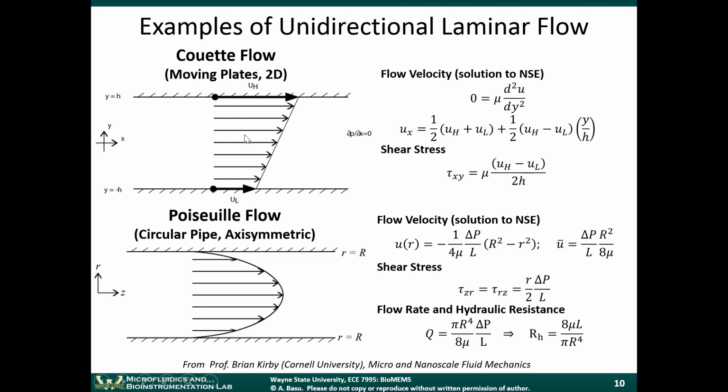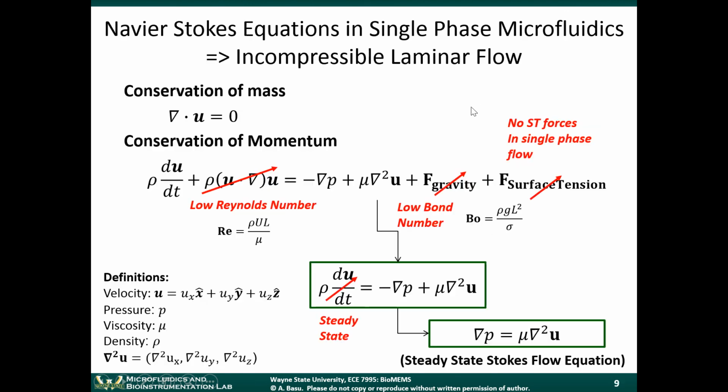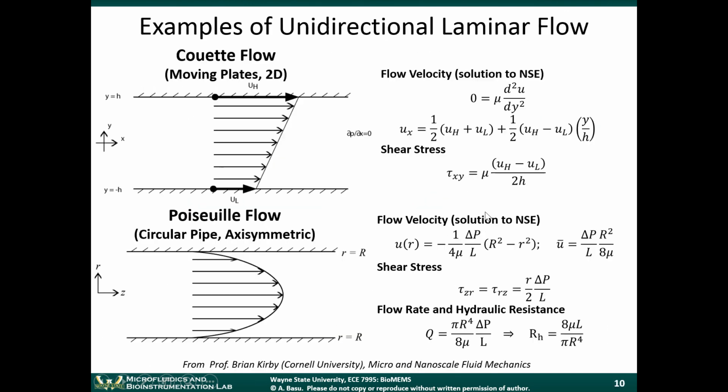This type of thing gives you nice, orderly Navier-Stokes equations. There's no pressure gradient here, so the pressure term is 0, and you're just left with viscosity times d squared u dy squared. There's just a velocity gradient in one direction, so you get a nice solution to the Navier-Stokes equations. This is an equation for the velocity ux, the velocity in the x direction.